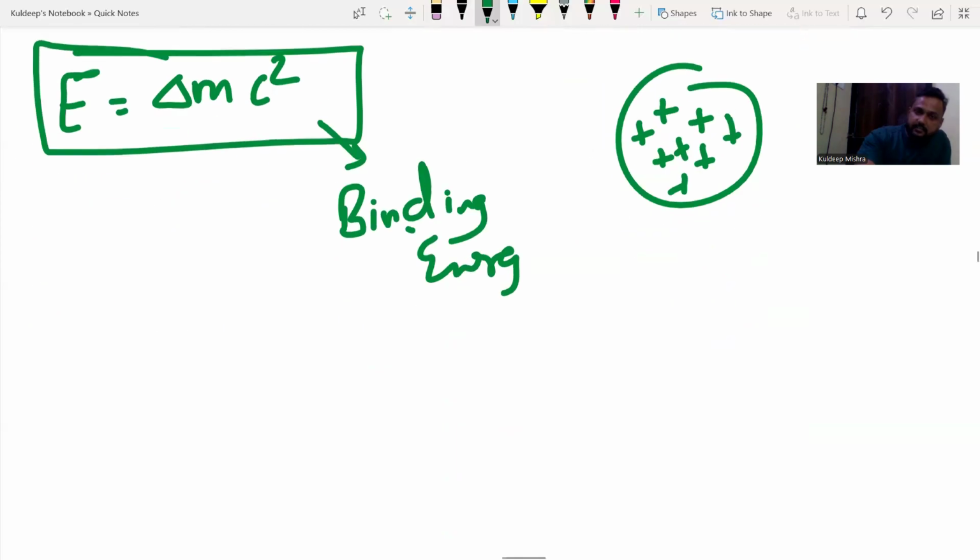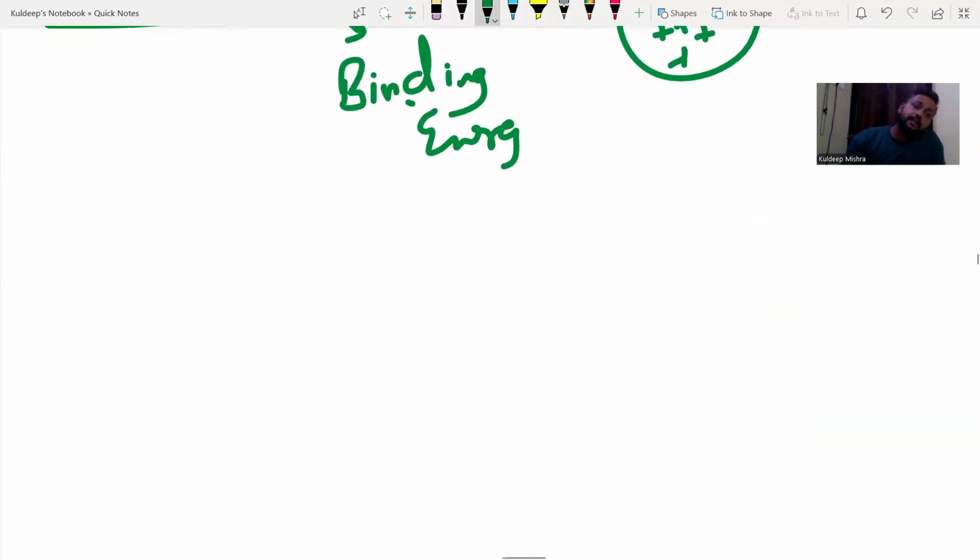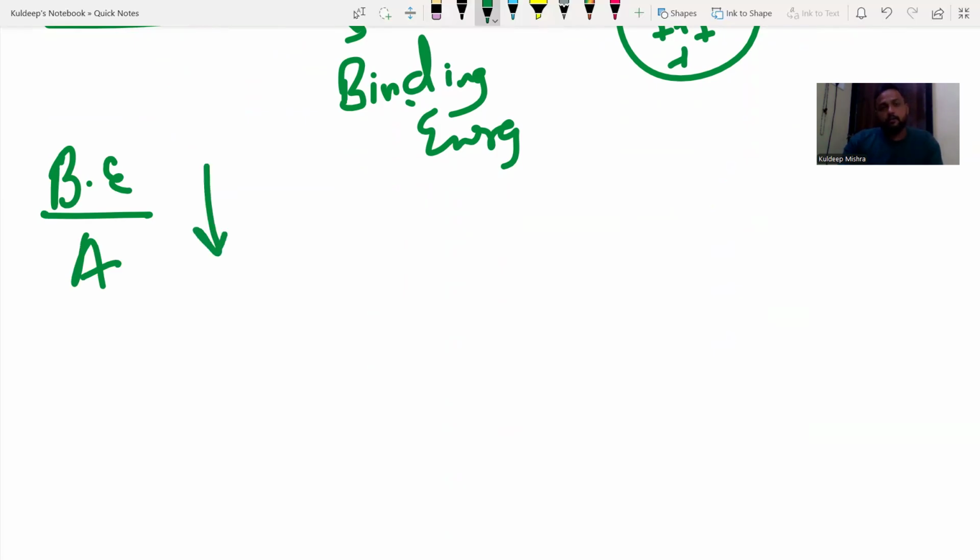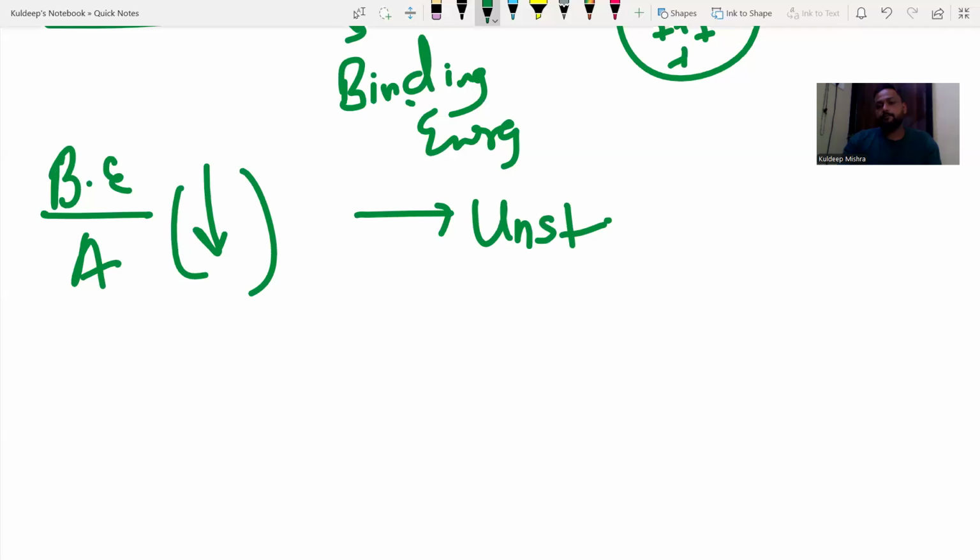And in physics, we are more concerned with binding energy per unit nucleon. How much binding energy is there on one nucleon? But as the atom becomes higher and higher, binding energy per nucleon decreases. And as the binding energy per nucleon decreases, the nucleus becomes unstable. And everything in the world wants to attain stability.